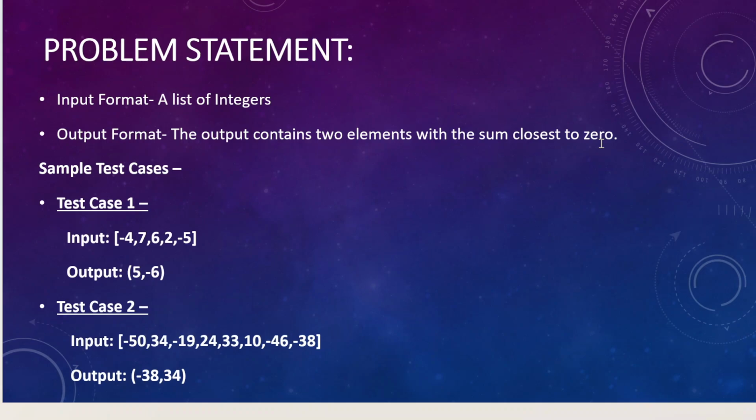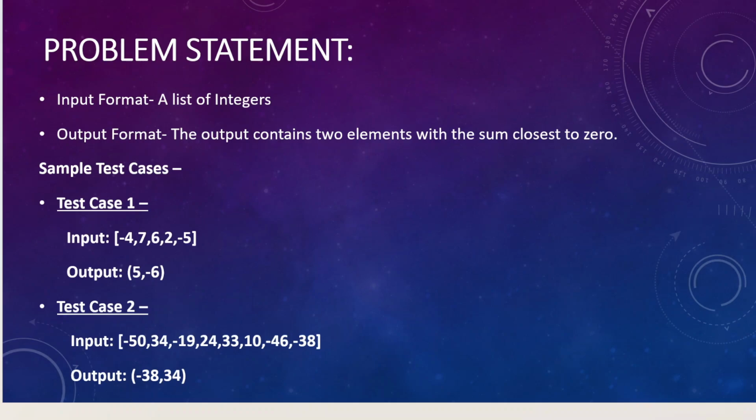In the first test case, you can see the input is minus 4, 7, 6, 2, minus 5. The output given is 5 and minus 6. In the second test case, the input is minus 50, 34, 19, 24, 33, 10, minus 46, and minus 38, and the output should be minus 38 and 34.